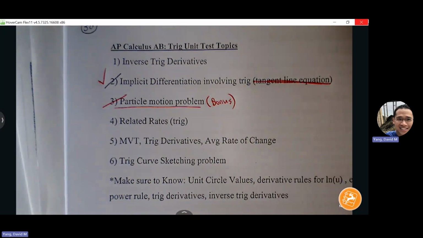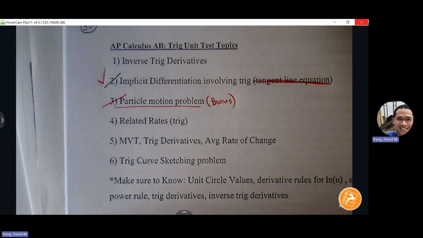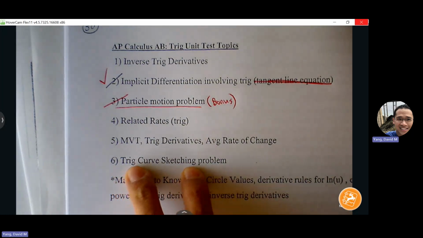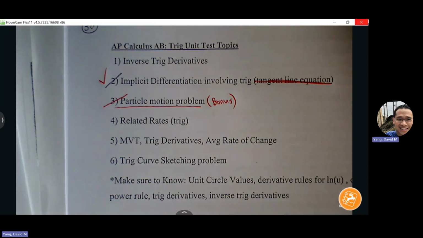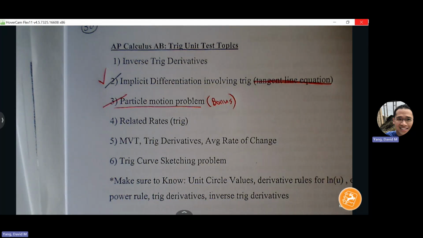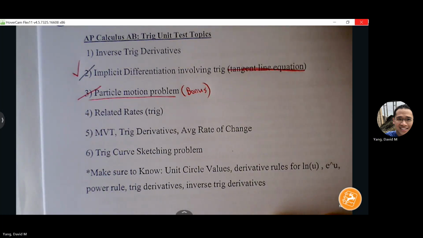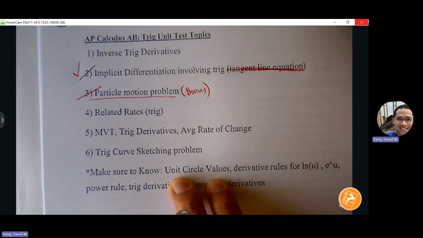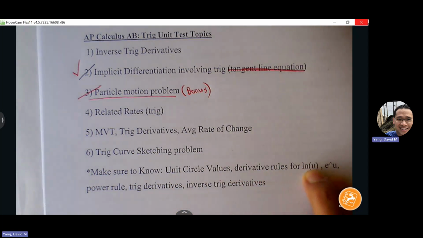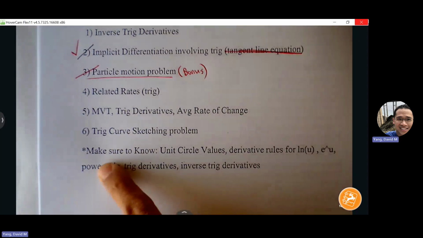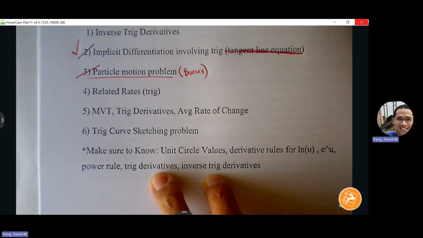And then the trig curve sketch problem, this is the one that is the biggest, the messiest part. We have to go through all that process, takes the longest. So we want to make sure that we can get through a couple of them over these next 4 days. Make sure we know our unit circle values, make sure we know our derivative rules for natural log of u and e to the u. Power rule, trig derivatives, inverse trig derivatives, I guess.